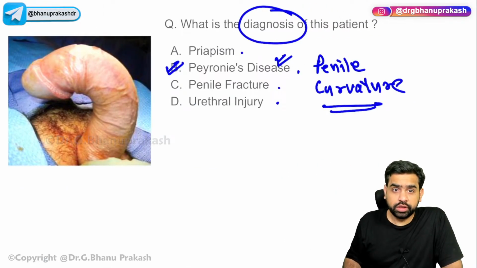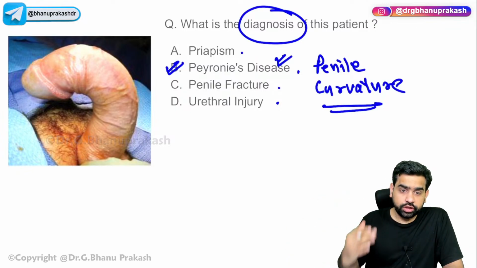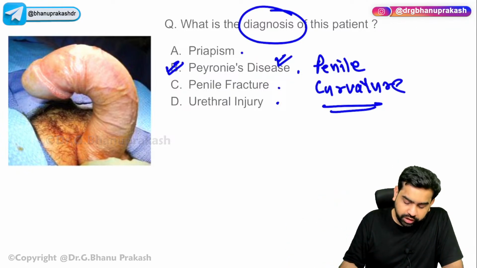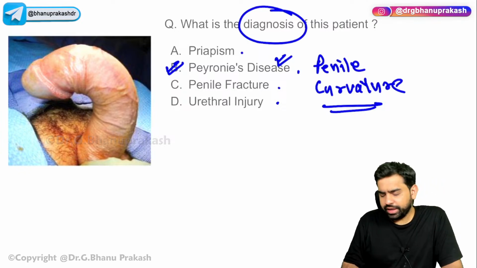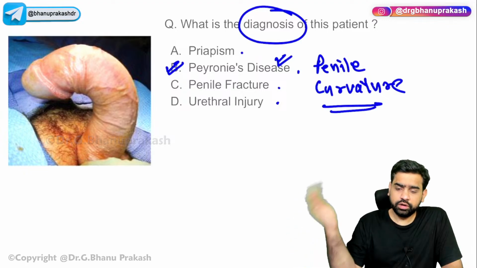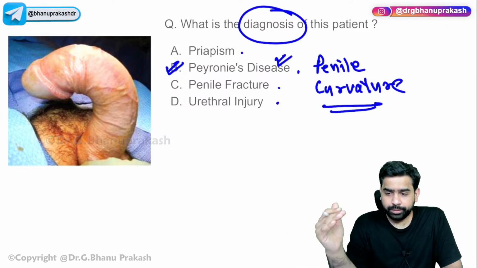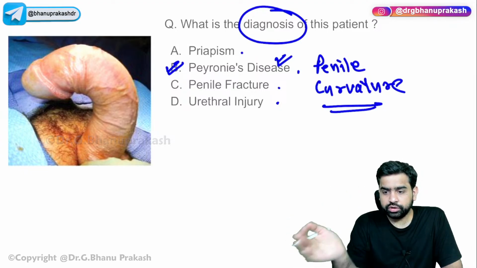So what is this? This is Peyronie's disease. What is this particular Peyronie's disease? This is penile curvature. This is an acquired curvature. There are various reasons why this happens, but probably it is because of recurrent wear and tear, or recurrent injury to the plaques. Okay, so recurrent injury to these particular plaques.